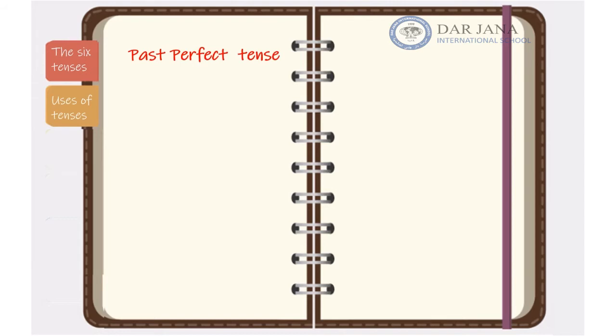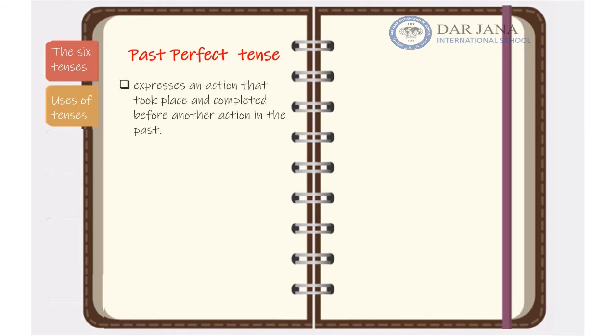The past perfect tense is easy, but you need to have two references in the past. Okay? Now, first, it expresses an action that took place and completed before another action in the past, which means that you should have two actions, or an action and an occurrence. So it's an action that took place, completed before another action or occurrence in the past. So both of them should be in the past. All right?